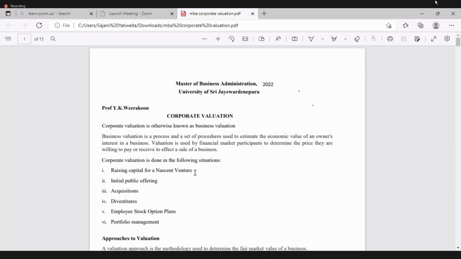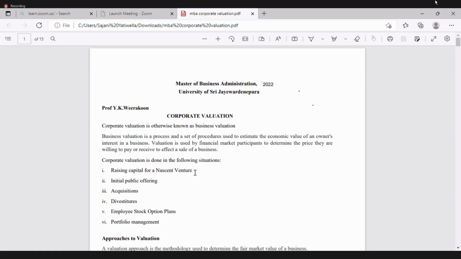Second point, initial public offer. What is an initial public offer? Initial public offering means a public company issues shares to the public for the first time. Then we call that an initial public offer. So if they initially issue some shares to the public, then they have to know at what rate they issue the per share value.